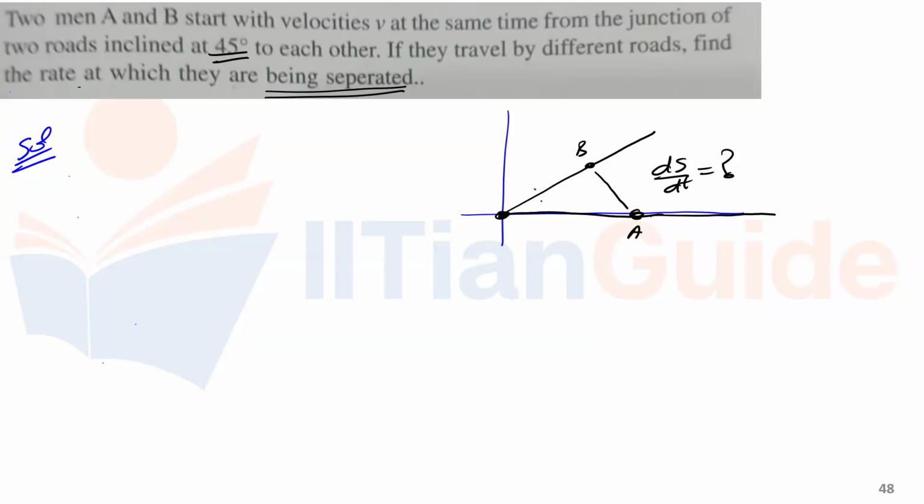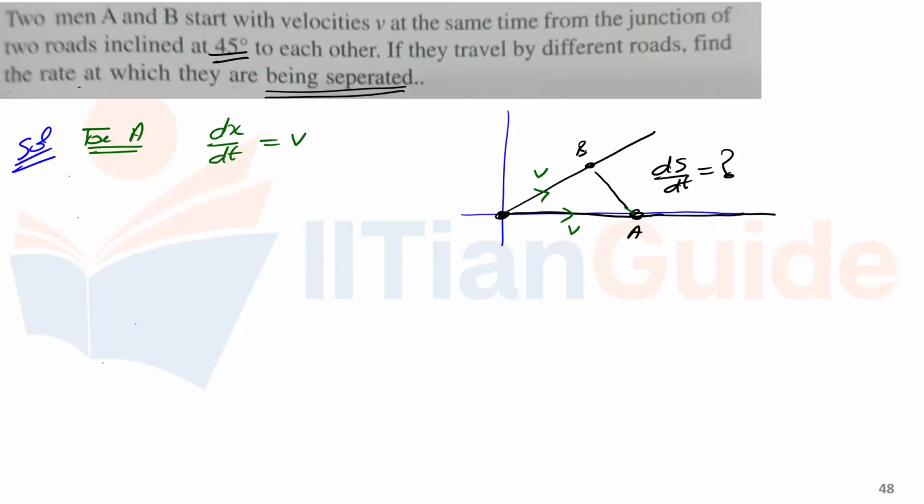Person B is moving with a velocity v, person A is moving with the velocity v. For person A, I am just starting. At a time, suppose at a distance x, so I can say dx by dt is v. dx by dt is v. It can be written, right? No problem. Yes, fine. It is the rate of change of the x coordinate of the point A, person A.